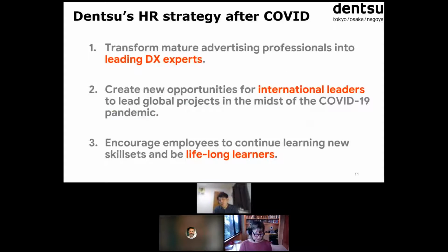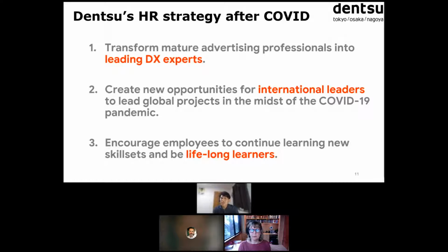So then let me move on to talking about how Dentsu tackles this challenge. Firstly, we need to retrain experienced advertising employees into new field leaders. That's digital transformation experts. Secondly, even in the midst of the pandemic, we need to nurture global leaders. Then we need to fully leverage online programs and give them opportunities to collaborate with international talents.